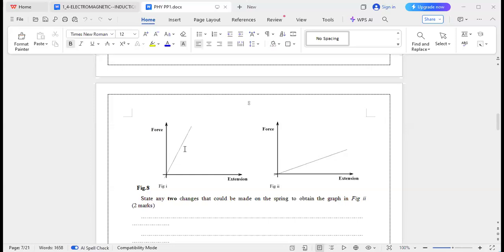things we can do is we increase the number of turns per unit length. Don't just say increase number of turns, because sometimes you can increase number of turns and you make it even stronger. So it should be increased number of turns per unit length. Then 2, you increase the diameter of the spring, or you make it wider.